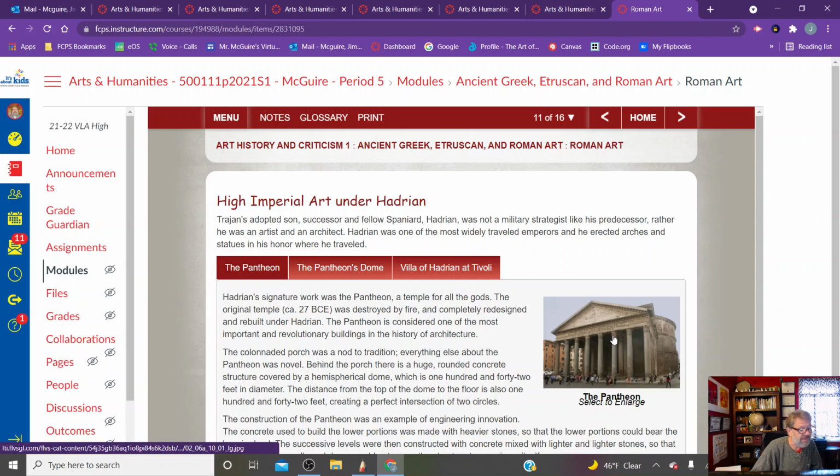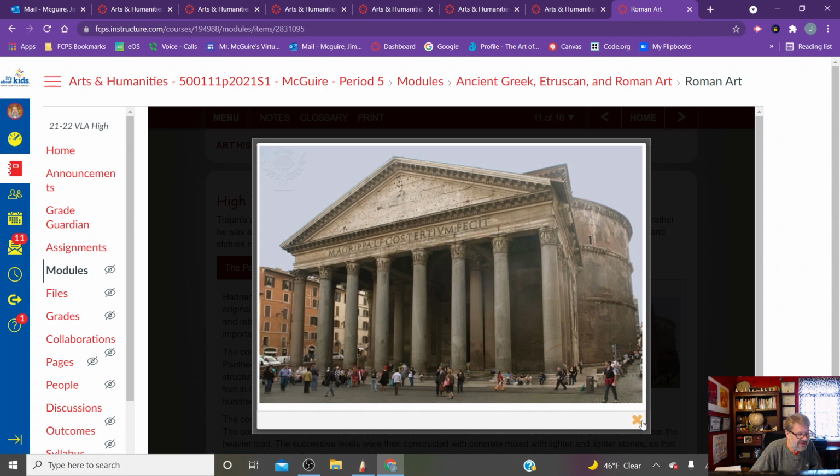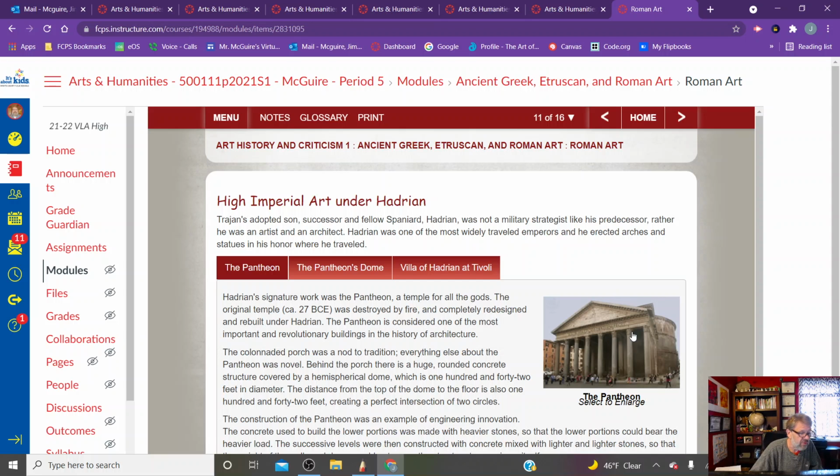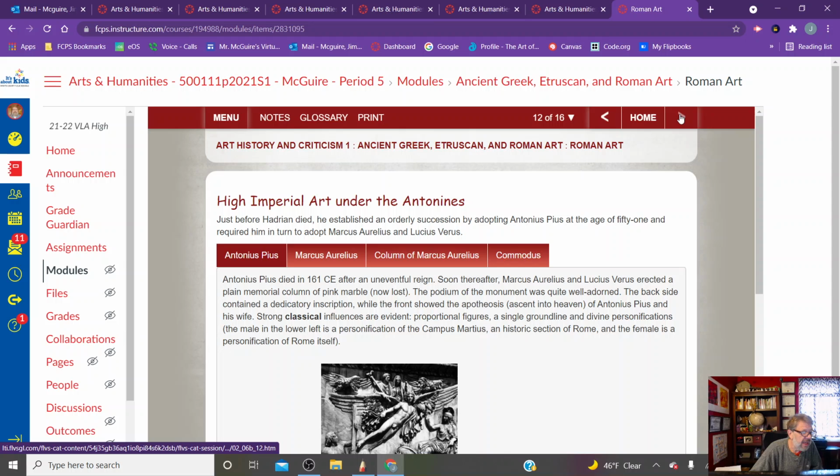And then you definitely want to know, what is this? What is that? What building is it? Why is it? What Greek influences do we see? What Roman influences do we see? And last but not least, you're going to want to identify.